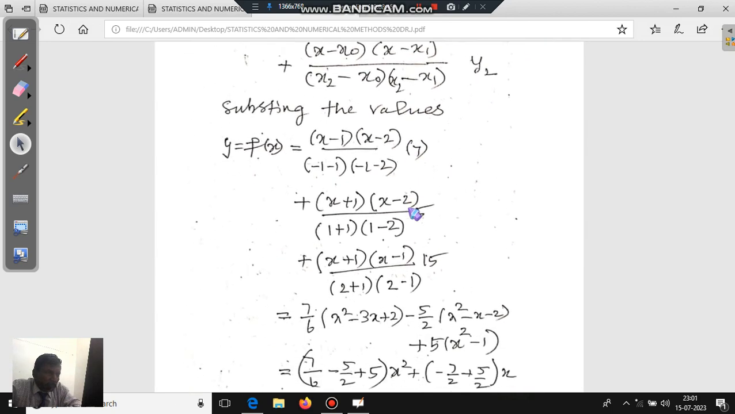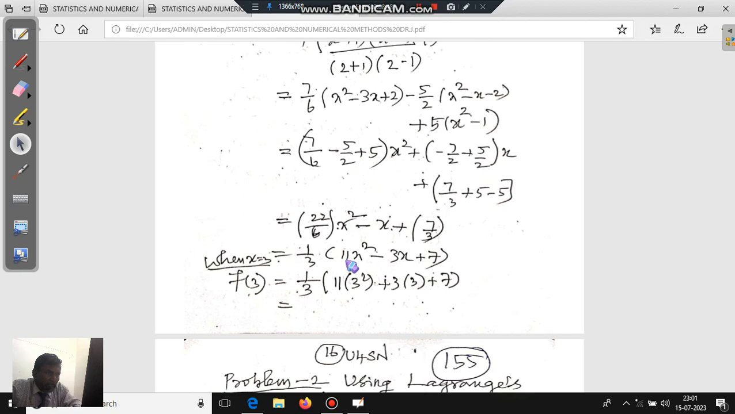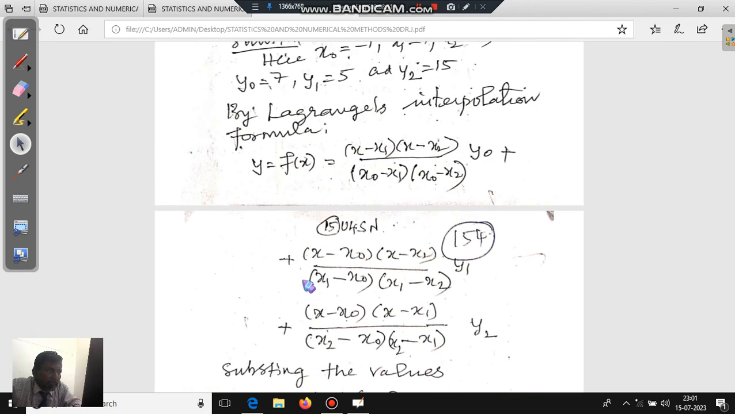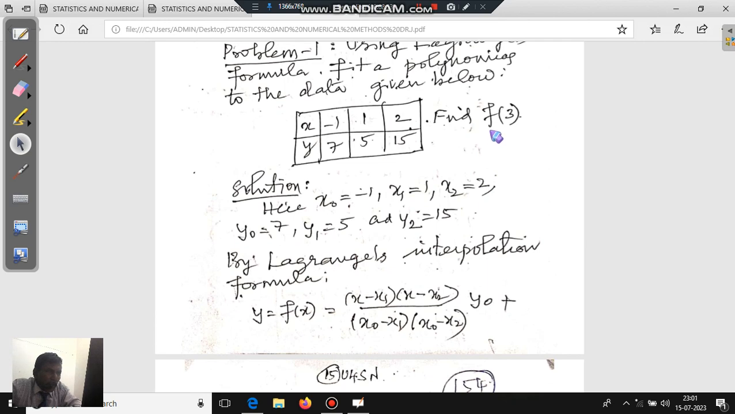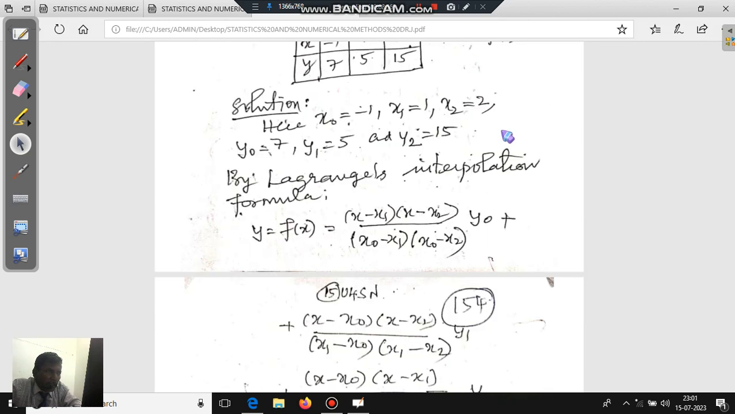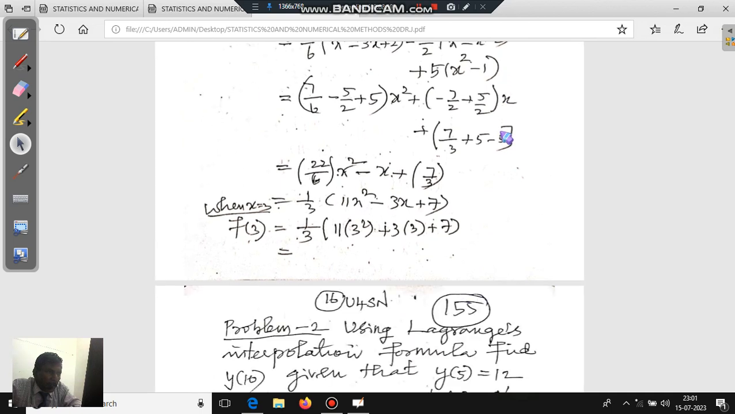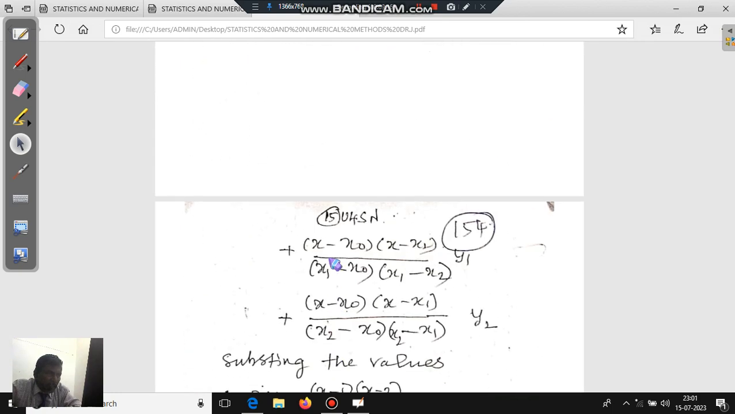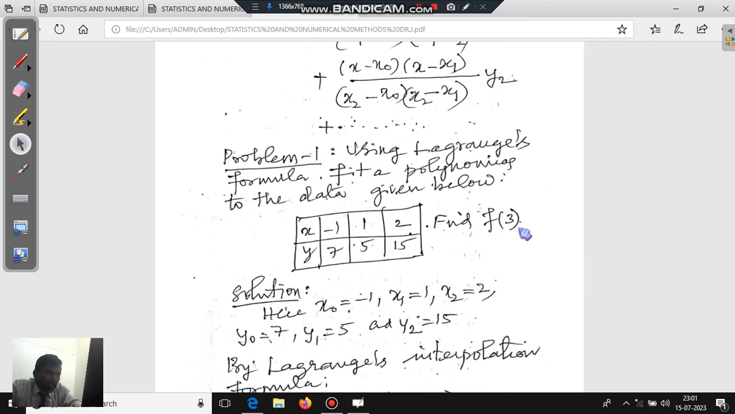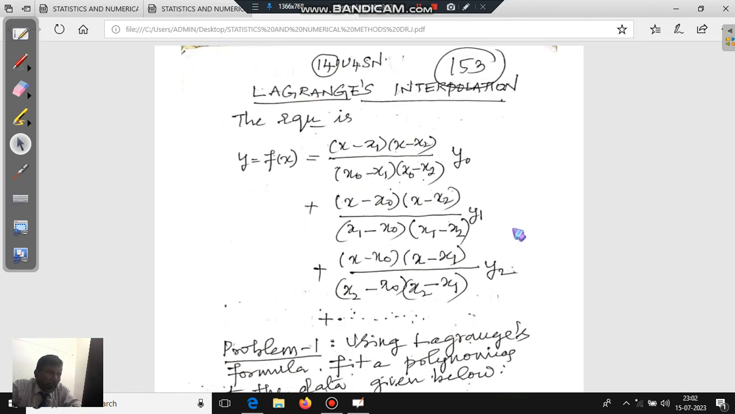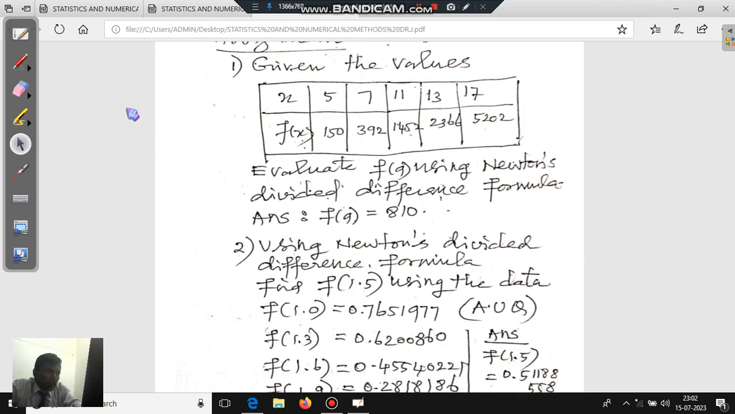Substituting the values, you will get this, but what they are asking is the value of f when x equals 3. The value of f of x we have is 1 by 3 into 11x square minus 3x plus 7. Substitute x equals 3 in this equation: 1 by 3 into 11 times 3 square minus 3 into 3 plus 7. Simplify this, you will get the answer, that is the value of f when x equals 3. So this is the way we can use Lagrange's interpolation formula.